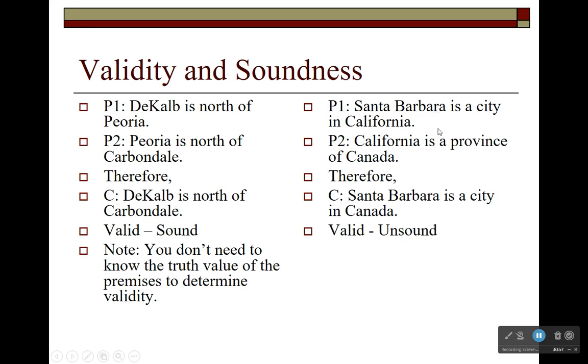And the factual claims are the claims made in the premises. This first premise, Santa Barbara is a city in California, that is true. But this second premise, California is a province of Canada, that's false. And because that's false, we say that this is an unsound argument. The reasoning is correct, but not all the premises are true. So the argument is unsound.